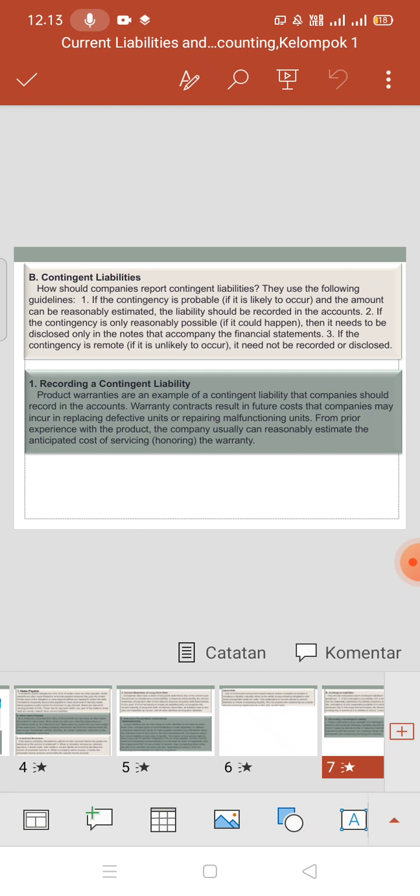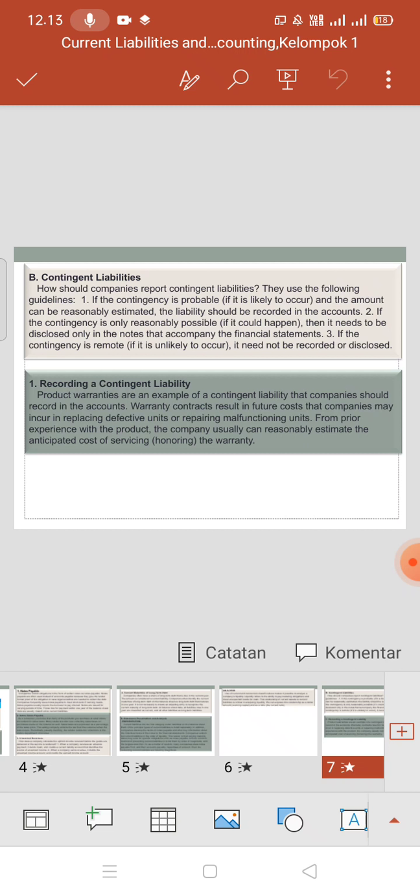B. Contingent liabilities. Companies report contingent liabilities. They use the following codes. 1. If the contingency is probable and the amount can be reasonably estimated. 2. If the contingency is only reasonably possible. 3. If the contingency is remote. 1. Recording a contingent liability.